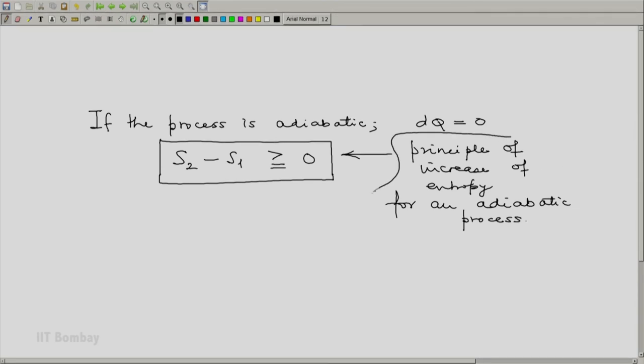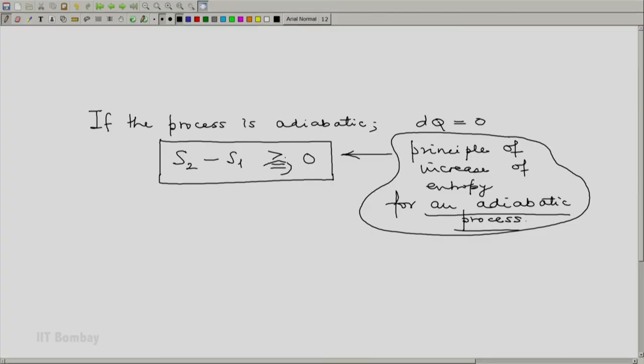Notice that this principle of increase of entropy pertains only to an adiabatic process. We should never forget the fact that it is conditional. It is for an adiabatic process, and that in general, in a process, the entropy may increase or decrease. It will definitely increase or it will definitely not decrease if it is an adiabatic process. Again, here we should remember that this equality pertains to a reversible process. That means if it is an adiabatic process and if it is a reversible process, then the change in entropy over that process will be zero.